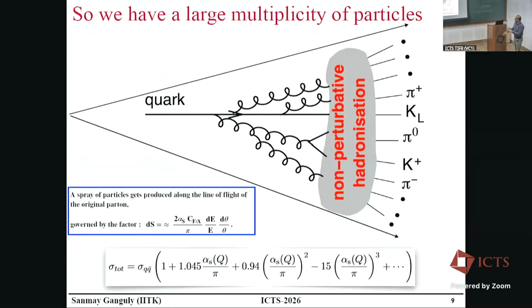And when you replace alpha s by a running alpha s, which you know by solving the beta function equation of QCD, the total cross-section is actually a scale-dependent number. For a given process, if you measure the total cross-section, it will depend on scale. If you measure something at 10 GeV versus 100 GeV versus 1 TeV, the absolute production cross-section will change.